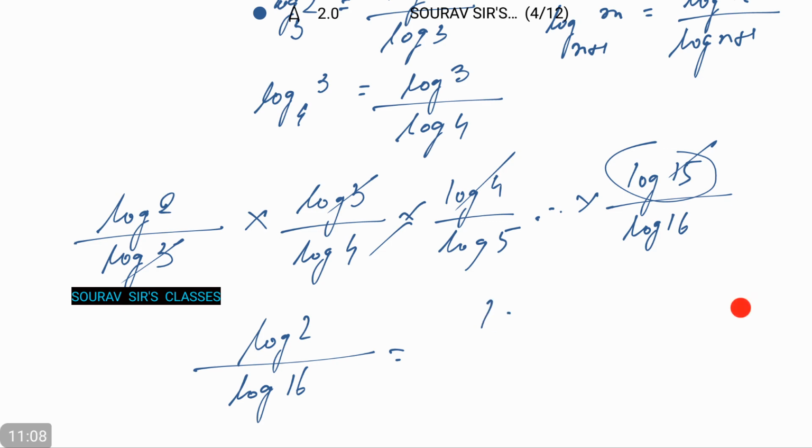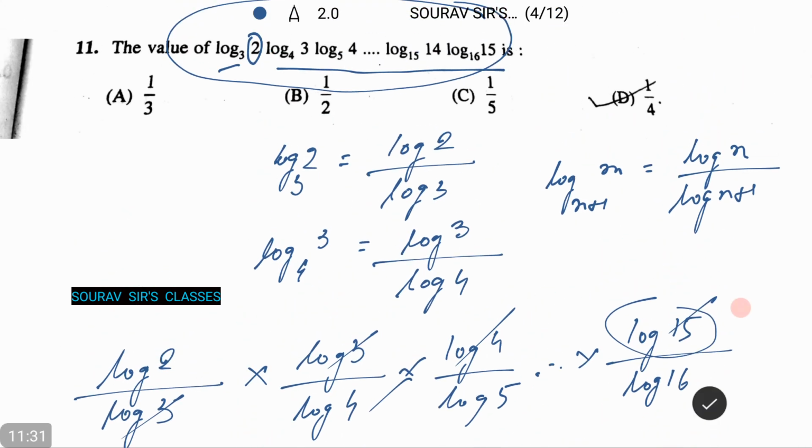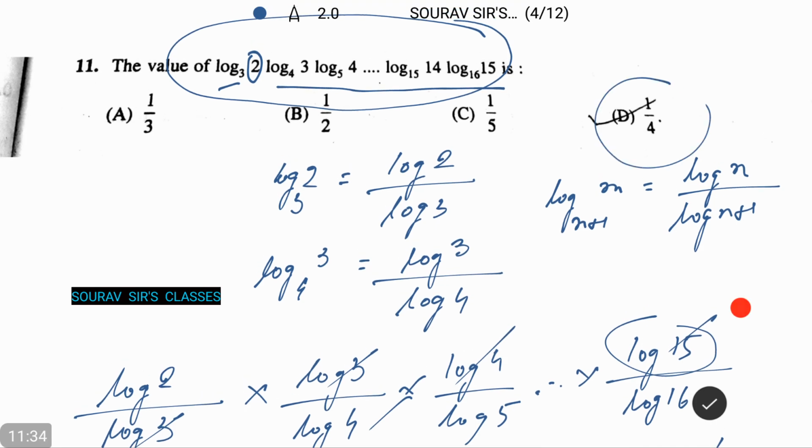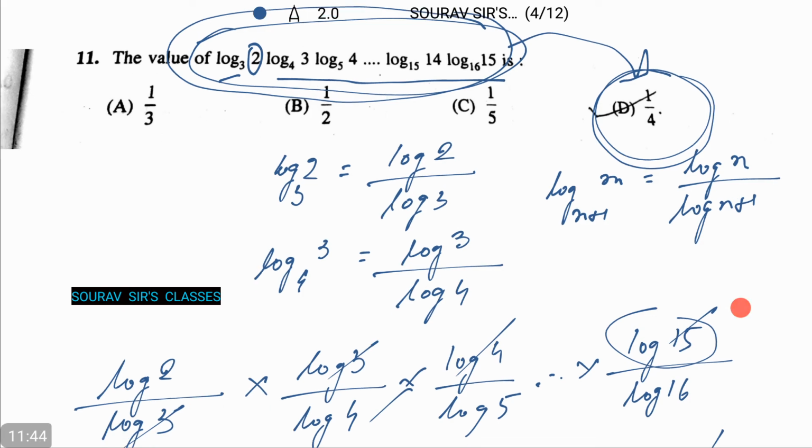Now again, we can write log 2 by log 2 to the power 4, since 16 is 2 to the power 4, and we apply the law of logarithms again, log 2 by 4 into log 2. Again we can find that these two cancel out, so what we are left with is 1 by 4. Right, let's see if we have an option 1 by 4, and it's correct. You can see how this bigger term just gives a very small answer. This is a very clean answer. This is what is called a very good sum, right?